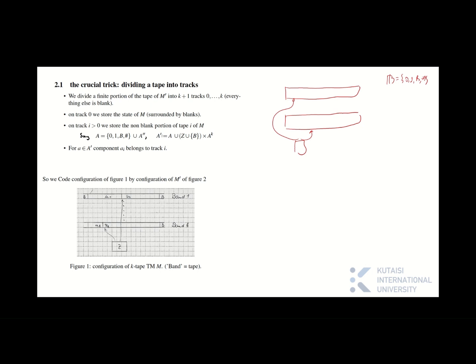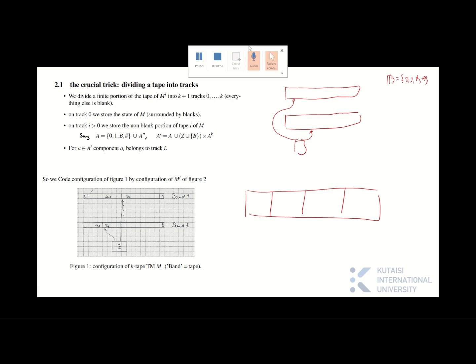What I will do is compress the tapes into an alphabet basically. So I'm simulating this on one tape. However, my one tape now contains tracks. And what are these tracks? Basically, I'm changing my alphabet into vectors. So let's give it an example. Let's say something like 0, 1, 0, 1, 1, 0, 1, blank, hashtag, 1, 0, I don't know.